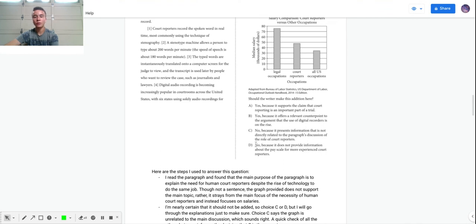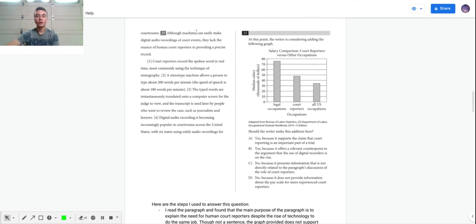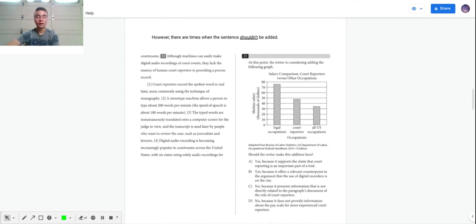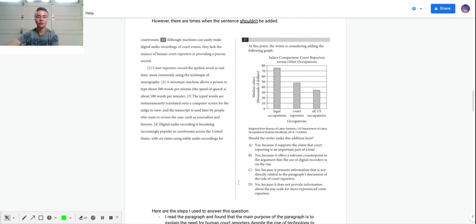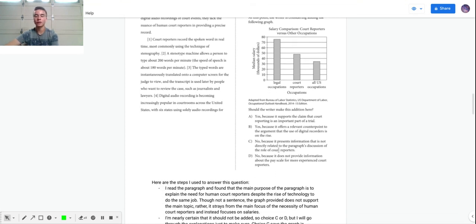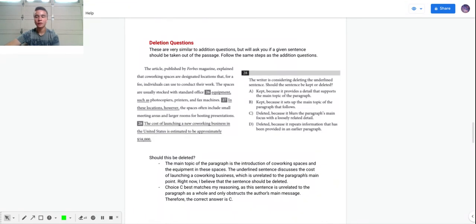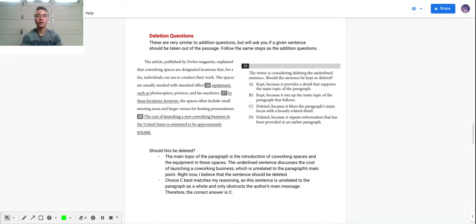D says no, because it does not provide information about the pay scale for more experienced court reporters. The problem with the paragraph is not that it doesn't contain information about how court reporters with different levels of experience are paid. It doesn't talk about payment at all. So D is kind of unrelated too. So we're going to say C is the correct answer. All right, so now you should have a pretty good idea of how addition questions work.